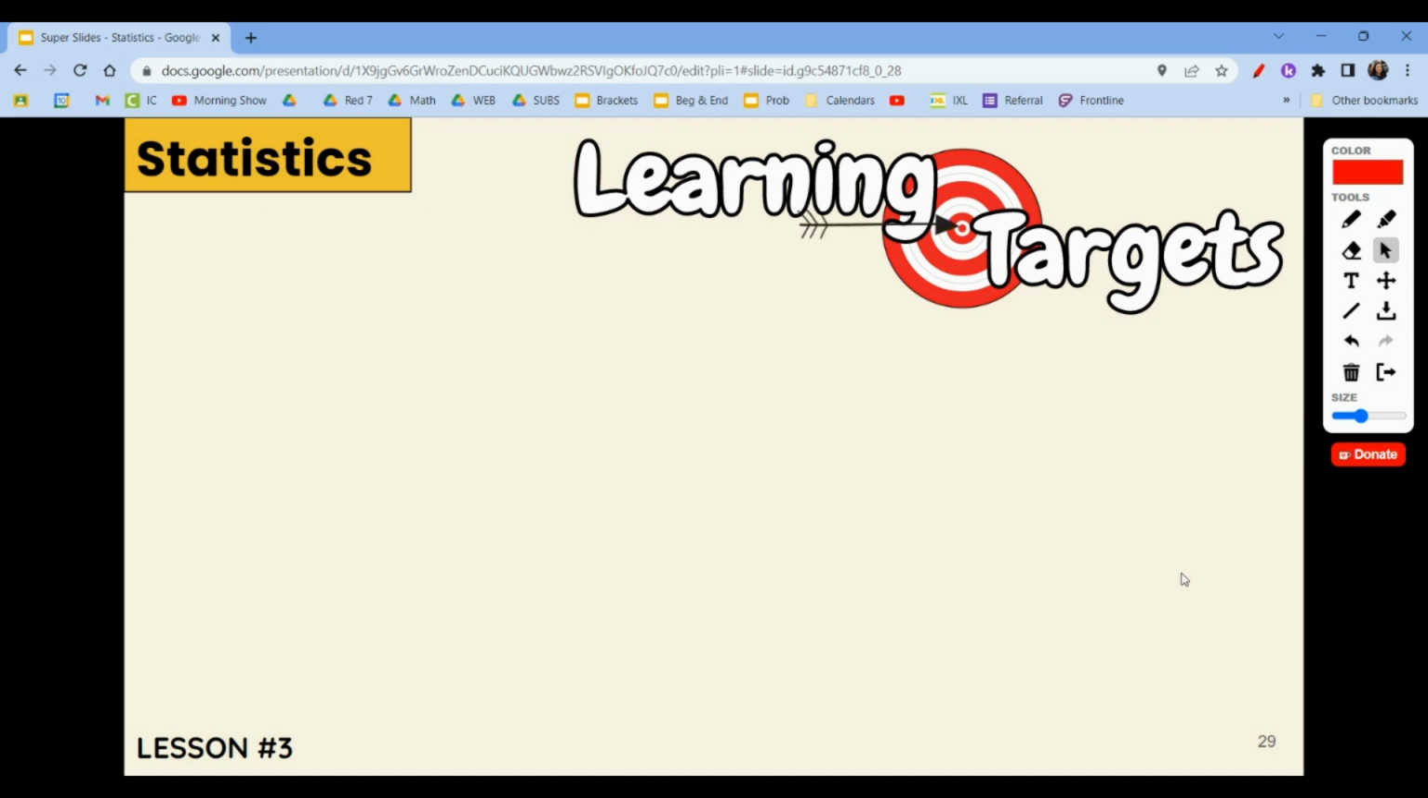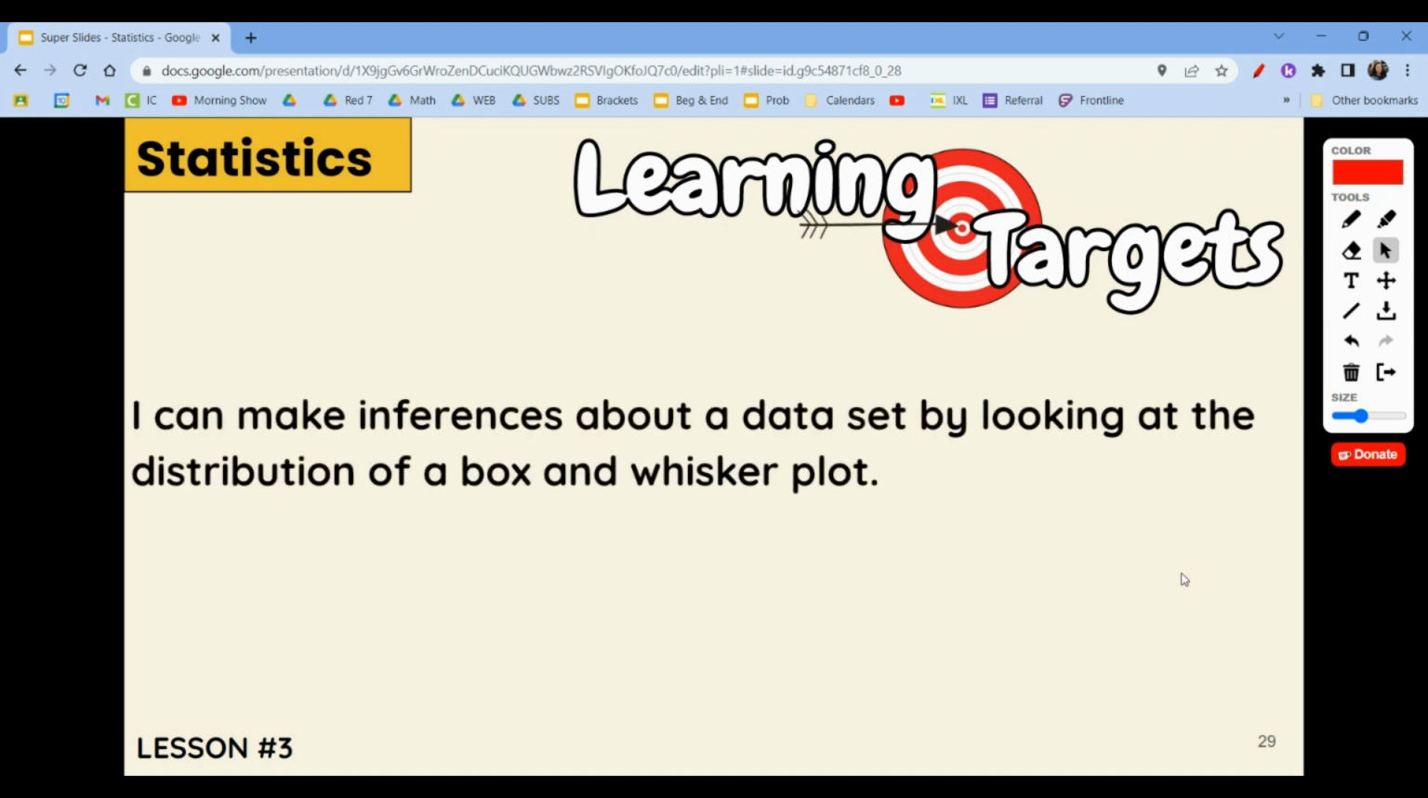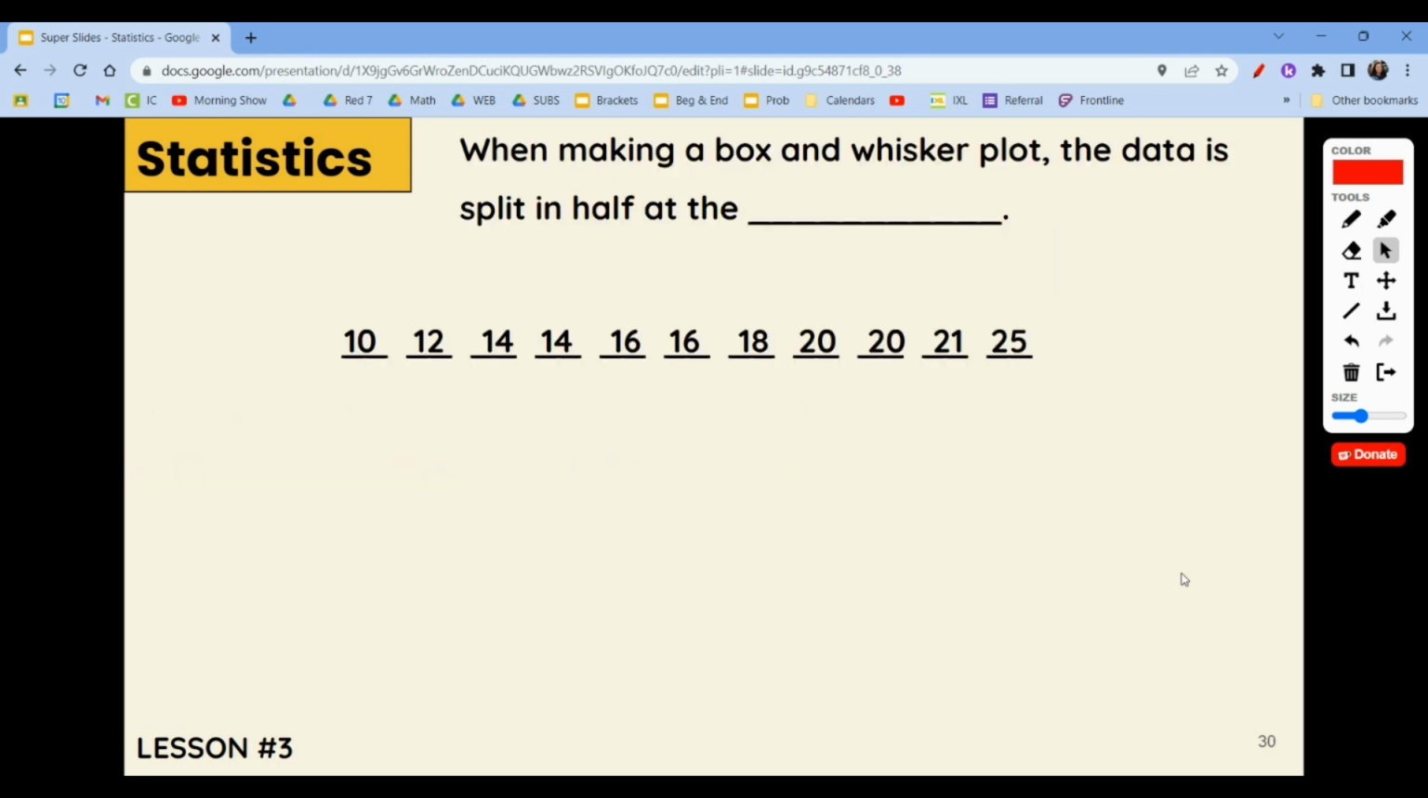Okay, our learning targets today are I can make inferences about a data set by looking at the distribution of a box and whisker plot. When making a box and whisker plot, the data is split in half at the median. So I've already organized these numbers from least to greatest, and right in the middle is the median. That splits the data in half.